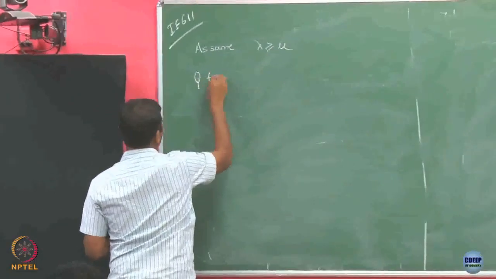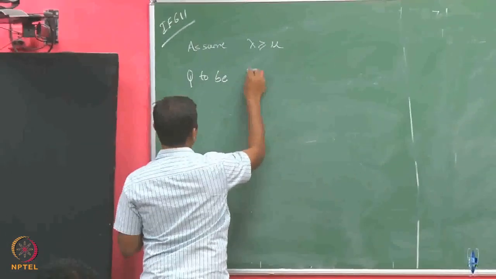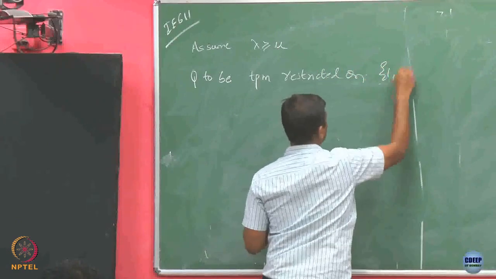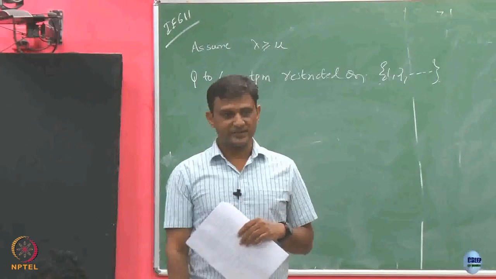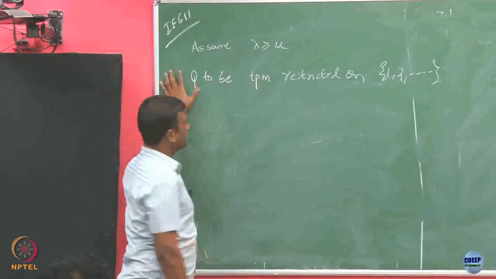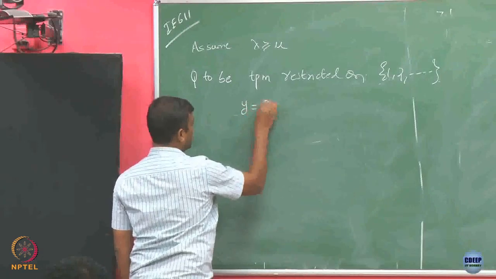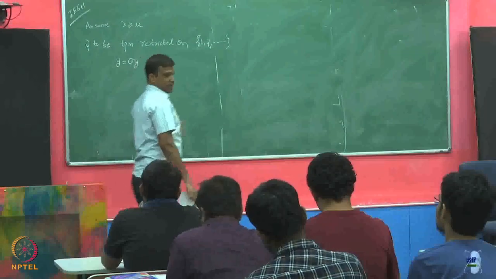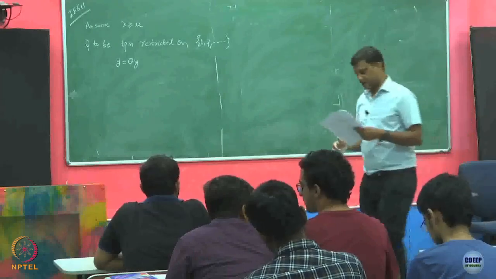So now consider Q to be the TPM restricted on states 1, 2 and so on. I have just excluded state 0 from my state space, and now I have my Q restricted to these sets. Now let's look at the solution of y equals to Qy. And if my solution happens to be the 0 vector, then I know it is going to be recurrent, right? So let's verify whether that's true.